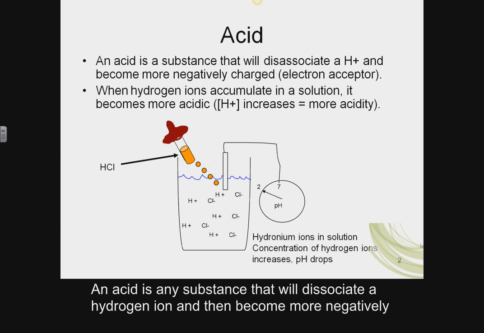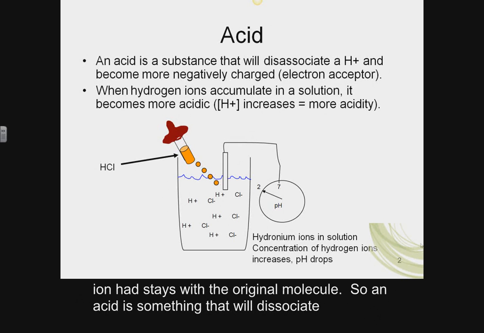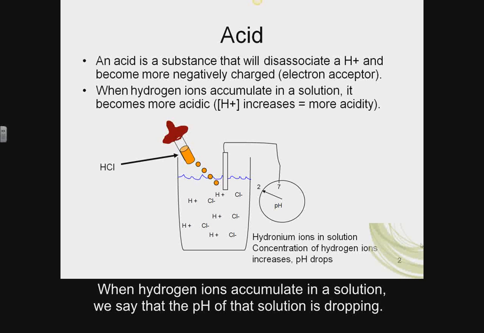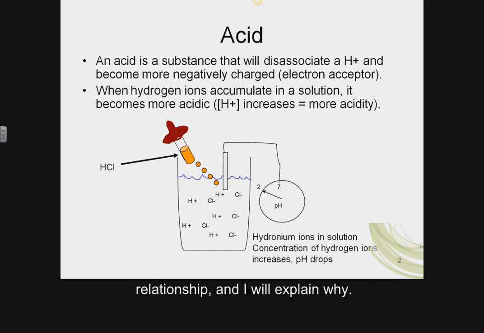An acid is any substance that will dissociate a hydrogen ion and then become more negatively charged. The hydrogen ion is a proton, and the electron that the hydrogen ion had stays with the original molecule. So an acid is something that will dissociate hydrogen and then take its electron away from it and then become negatively charged. When hydrogen ions accumulate in a solution, we say that the pH of that solution is dropping. A low pH number represents a high concentration of hydrogen ions. It is an inverse relationship, and I will explain why.